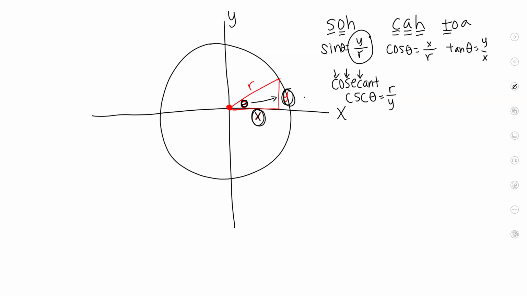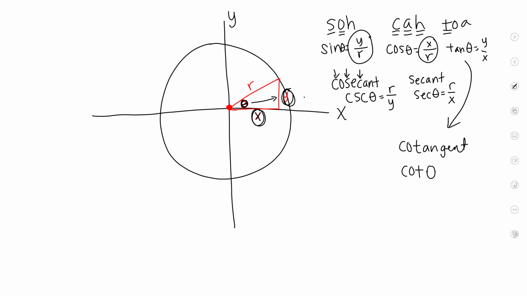For cosine, you're going to get secant. Secant is the reciprocal of cosine. So we're going to write secant as SEC. Secant of theta is r over x, the hypotenuse over the adjacent. For tangent, the reciprocal is cotangent, and we write it as COT. So cotangent of theta is x over y.